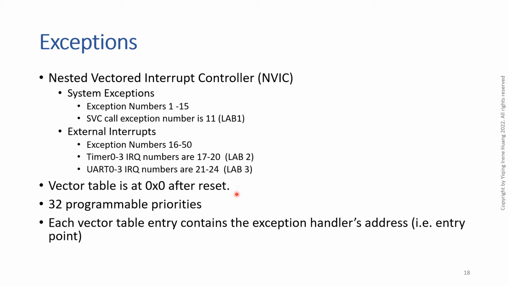The vector table starts from 0 upon reset, and there are 32 programmable priorities for the interrupts. And each vector table entry contains the exception handler's address. So this allows the processor to jump to the exception handler when a certain exception happens.